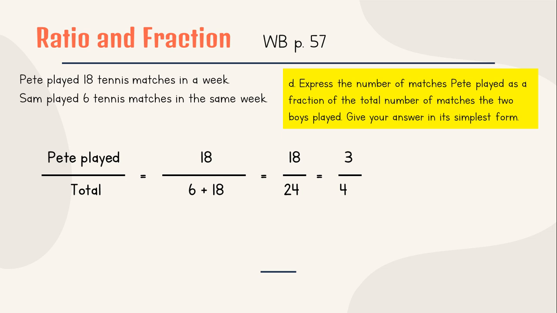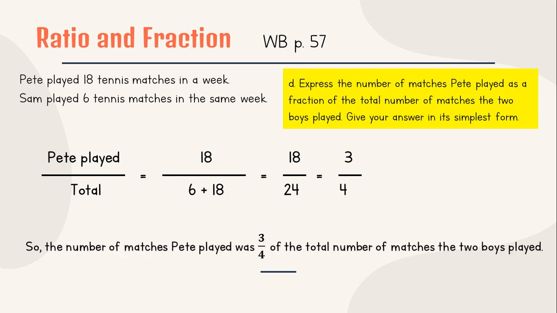That's it. It will be divided by 6. So 18 divided by 6, 3. 24 divided by 6, 4. So the number of matches split play was 3 over 4 of the total number of matches the 2 boys played.